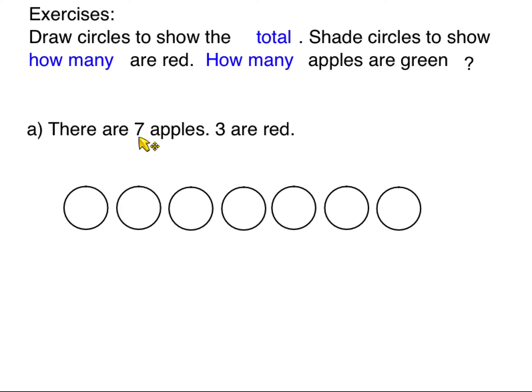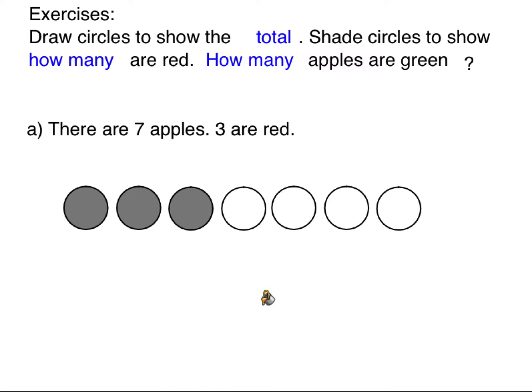Okay, we have 7 apples, 3 are red. We need to find out how many apples are green. How do you figure that out? Well, first we have to know that we have 7 apples altogether. 1, 2, 3, 4, 5, 6, 7. I know that 3 of them are red. I could color them in red, but I have a pencil, so I'm just going to color them in with my pencil. 3 of them are red.